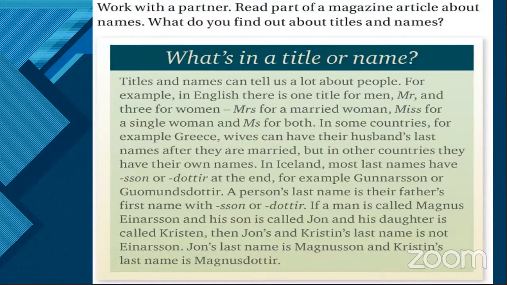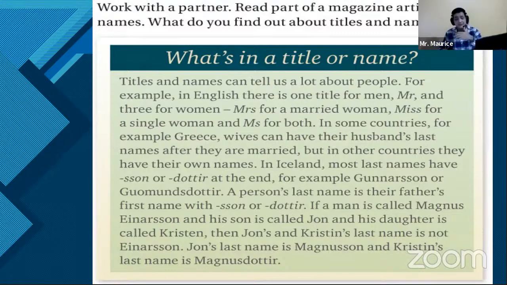The father's first name with son or daughter. If a man is called Magnus Einarsson and his son is called John and his daughter is called Kristen, the John and Kristen last name is not Einarsson. John's last name is Magnusson and Kristen's last name is Magnus Dottir. Oh, fantastic. Thank you. Okay, that's good, guys.